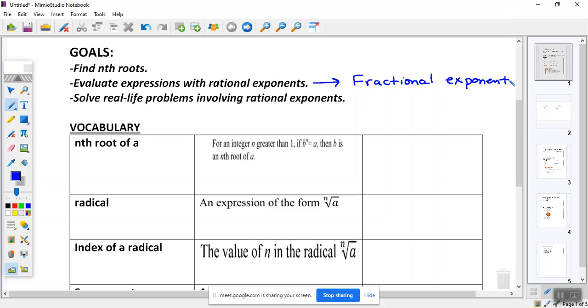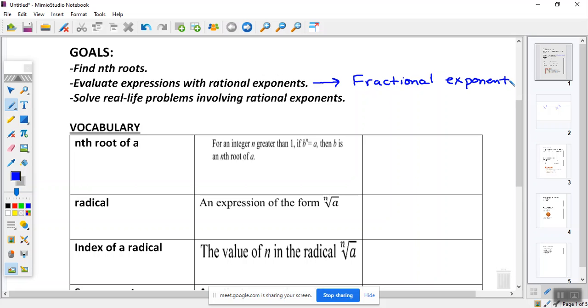Okay. And then we'll look at some real life problems involving some rational exponents. A couple of examples there to end the lesson, so I don't think this is going to take too long today. All right? So let's talk, kids. Nth root of a right here. This is kind of a weird font that showed up here, and I apologize for that.